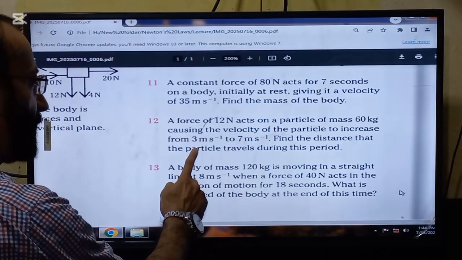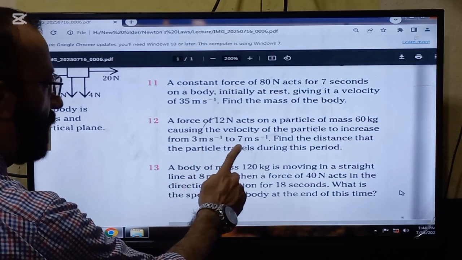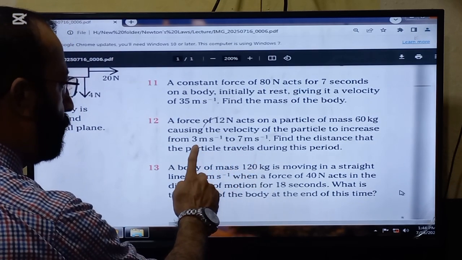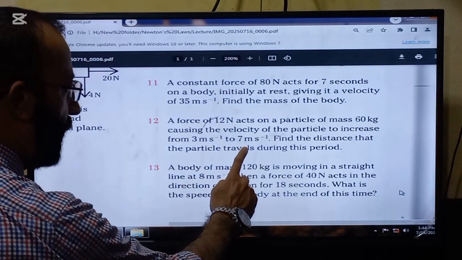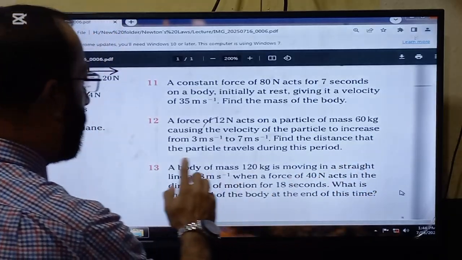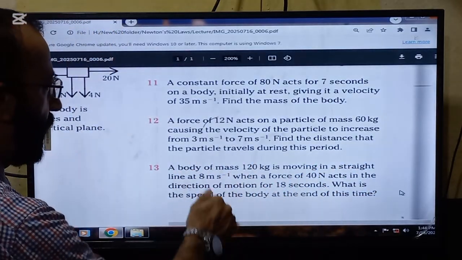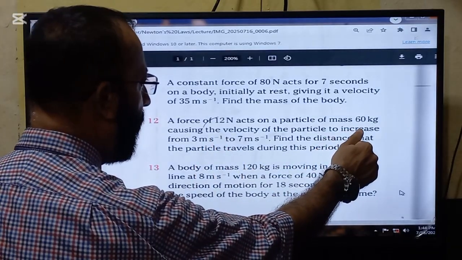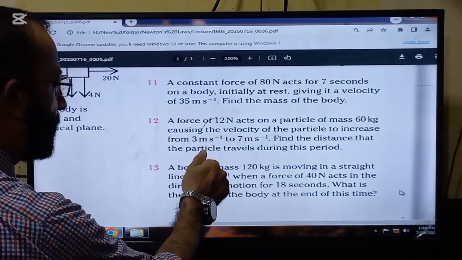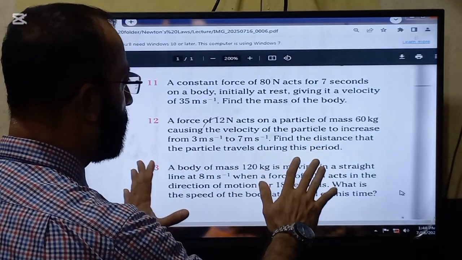meter per second. So it means this is the initial velocity, that is U is equal to 3 meter per second, and final velocity is V, that is 7 meter per second. So U is 3 and V is 7 meter per second. Find the distance. So S is the requirement, that a particle travels. So look again, the data is F 12 Newton, mass M is 60 kg. So U is 3 meter per second and V is 7 meter per second, and S is the requirement. So this is the data.